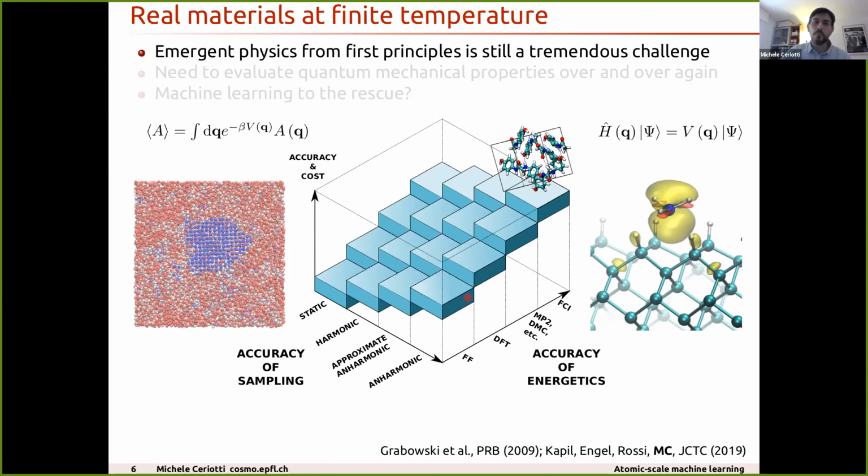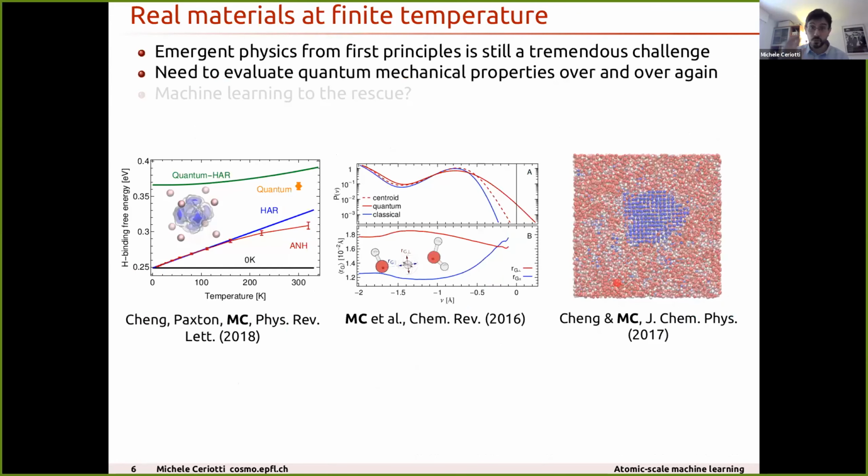So the joint problem of achieving accurate description of the energetics for a single configuration and sampling millions of these configurations is what really makes fully predictive materials modeling still a very hard challenge.